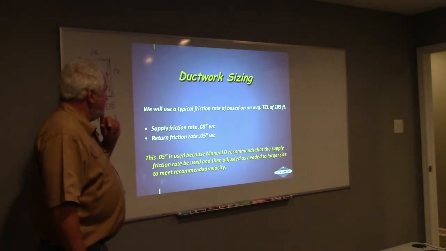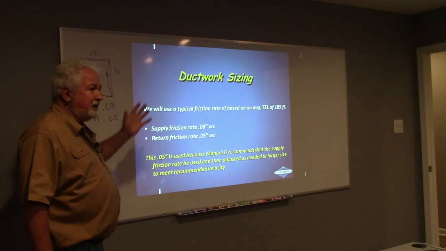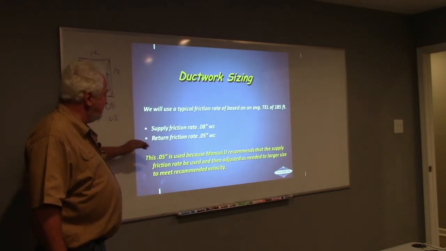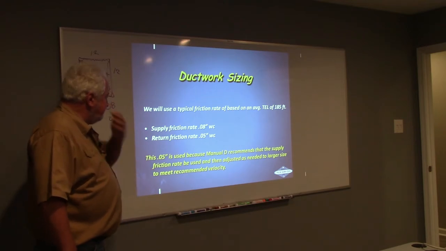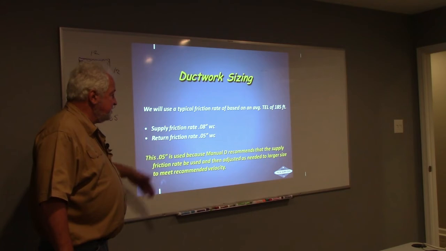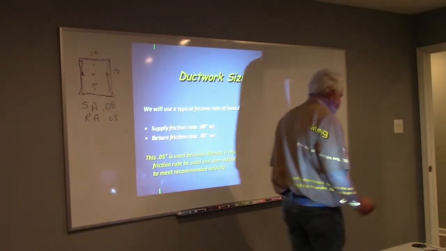Okay, good. So ductwork, we'll be using a typical TEL of that 185, that ugly duct, that's what we're going to use. That gives you a friction rate of 0.05, 0.08 on your supply and your return. The 0.05 is used because Manual D recommends that the supply friction rate be used and then adjusted as needed to the larger size to meet the recommended velocity. I covered that. All right.